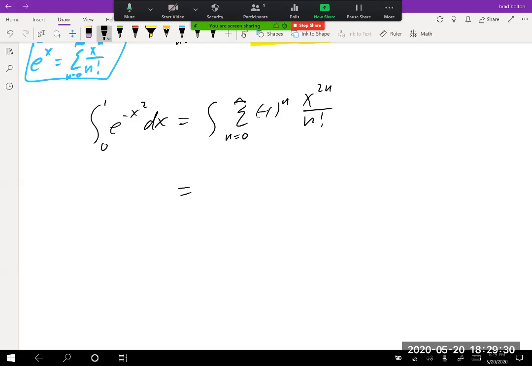So let's see what this would be. This would be n equals 0 to infinity of negative 1 to the n. Now, when we integrate this, this is going to become x to the 2n plus 1 divided by 2n plus 1 times n factorial.